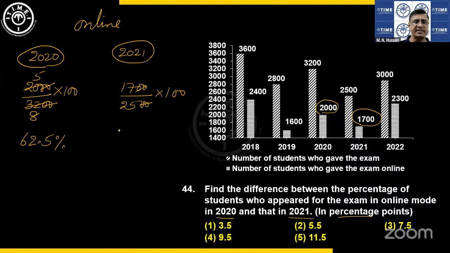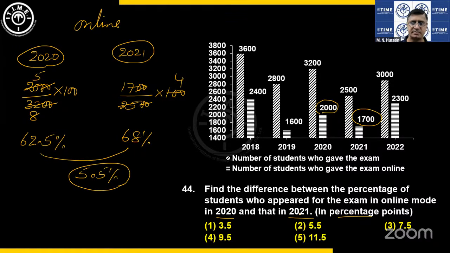And 0 and 0 get cancelled. 25 in 100, it goes exactly 4 times. What is the result? 68%. 68 and 62.5, how much is the difference? That is 5.5%. Answer choice 5.5% means second option is the right option. Option number 2.